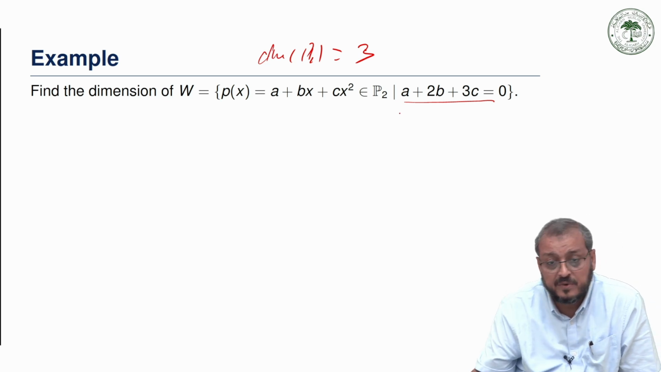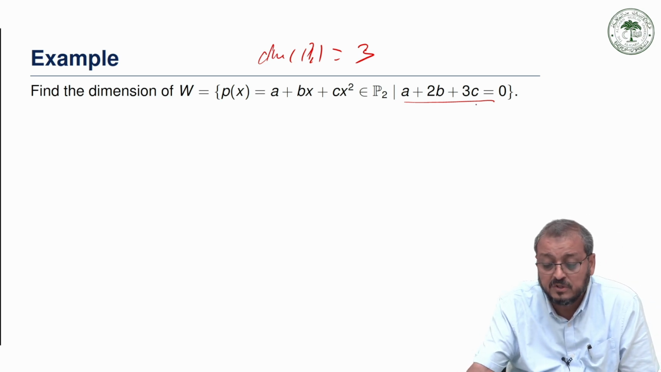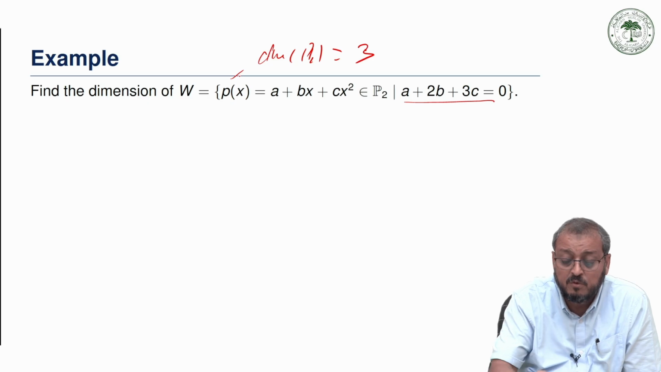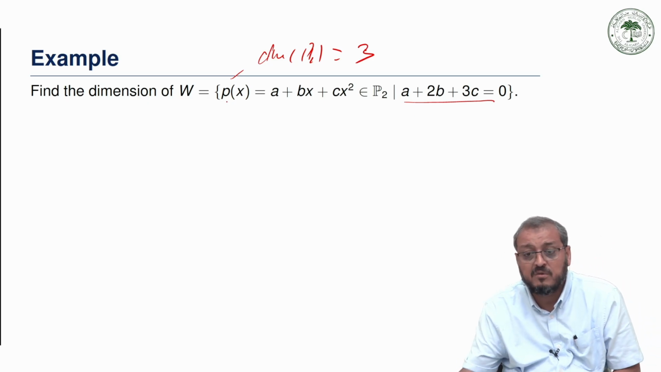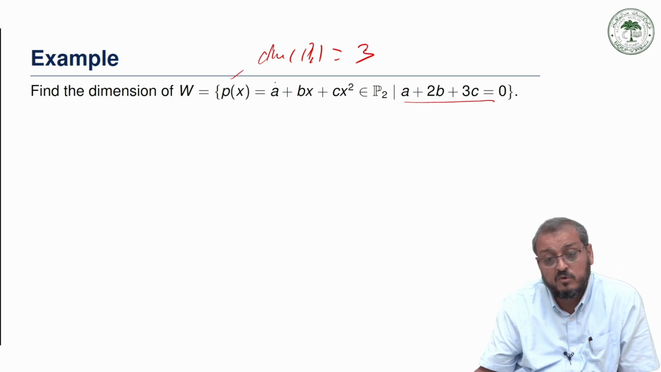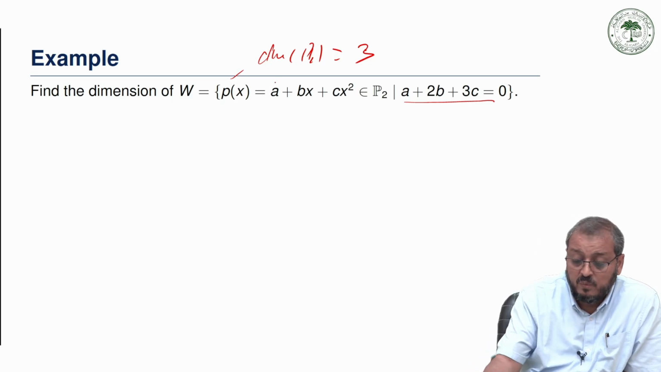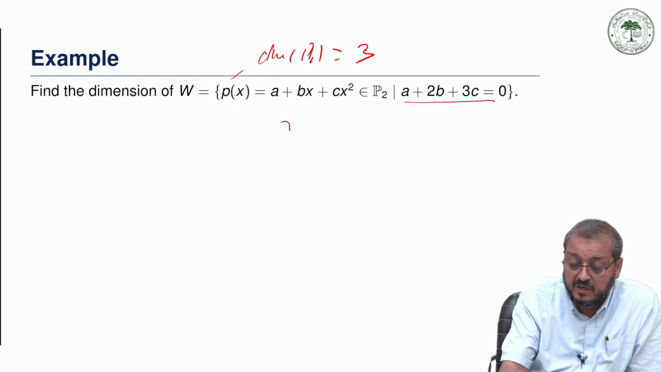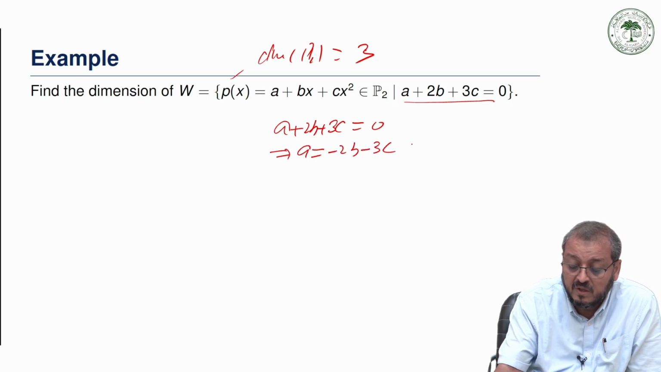Clearly W is a subspace because the zero polynomial belongs to W, and if we take the sum of any two vectors it again belongs to W, and scalar multiplication is also in W. So clearly under this condition W is a subspace. Now we have the condition a plus 2b plus 3c is equal to 0. So this can be written as a is equal to minus 2b minus 3c.